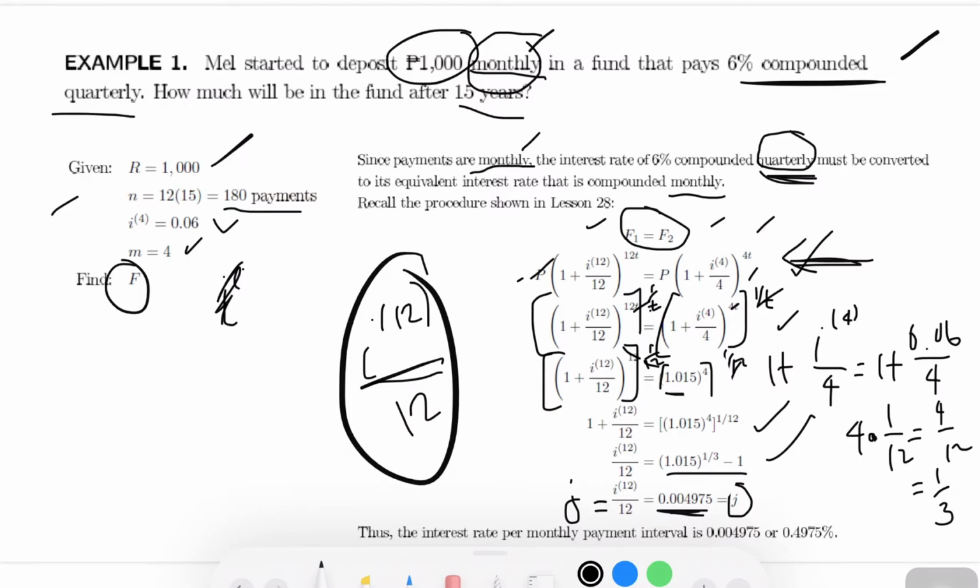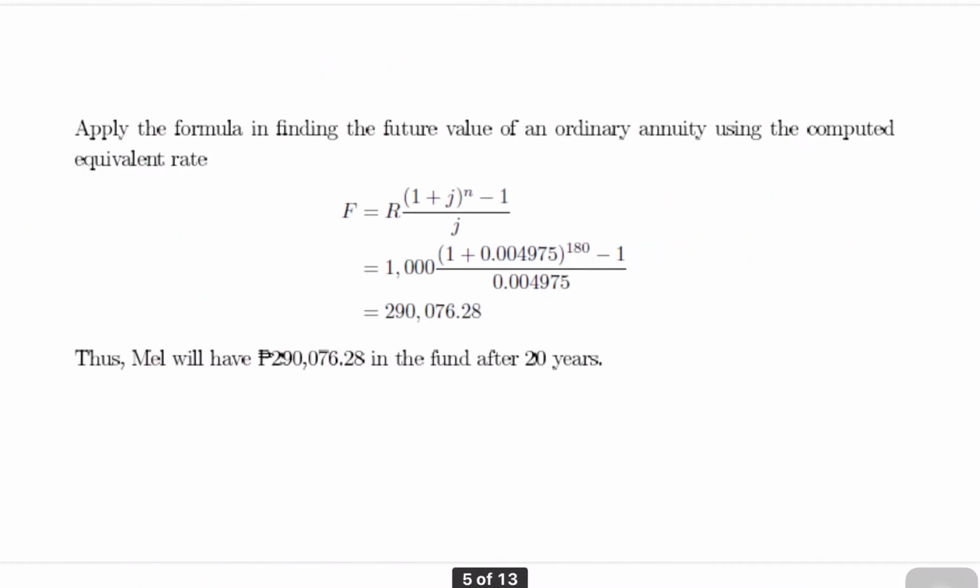0.004975. So thus the interest rate per monthly payment is this one. Multiply by 100%, so we have this. Okay? So after that, we substitute. Apply the formula and the given, this is the formula. So R is 1,000. J is this one as what we've computed. Raised to 180 because there are 180 payments. Minus 1 divided by J.